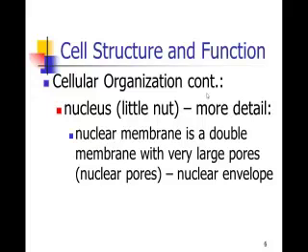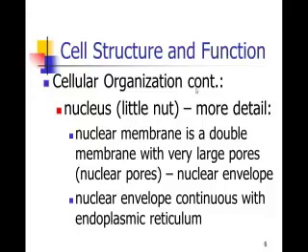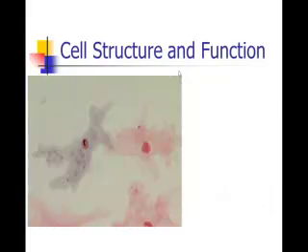And the nuclear membrane tends to have very large pores. These are nuclear pores. Sometimes it's referred to as a nuclear envelope. And we'll see that it connects to some of the organelles in the cytoplasm. So the endoplasmic reticulum is actually continuous with the nuclear envelope or nuclear membrane, and this facilitates transfer of material between these two structures, between the nucleus and the endoplasmic reticulum.